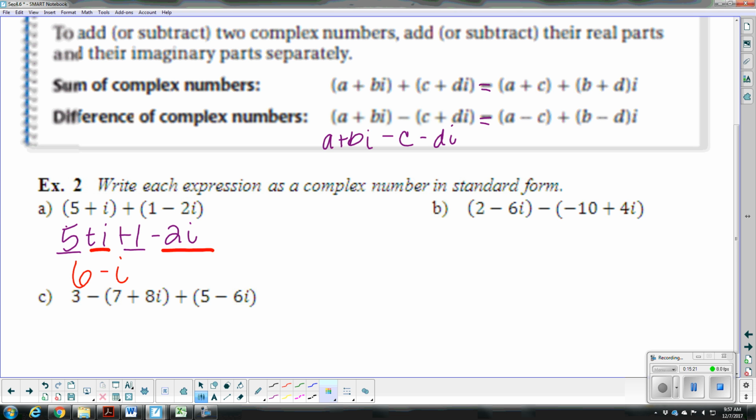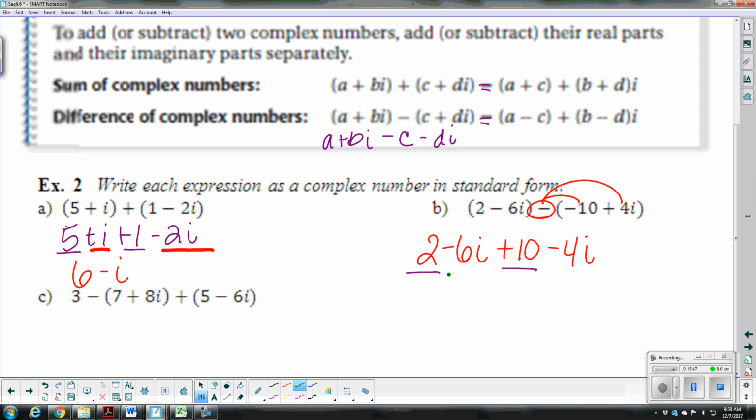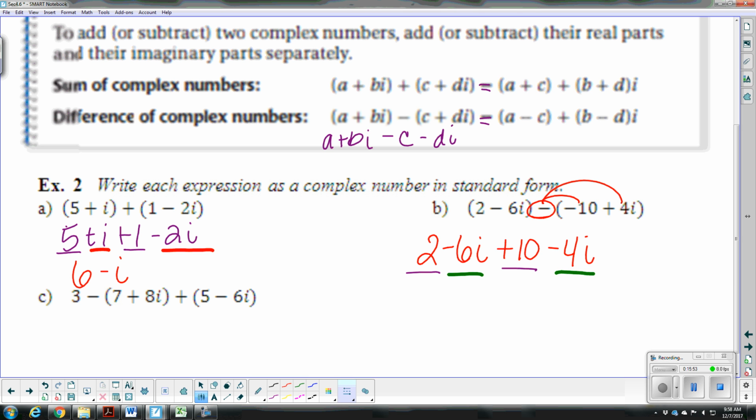All right, for this next example over here, this is when we need to distribute. We need to distribute this negative sign. So I'm just going to rewrite it. 2 minus 6i minus a negative 10, which is plus 10, minus a positive 4i, which is minus 4i. So again, now we can combine our like terms. So 2 plus 10 is 12. Negative 6i minus 4i is negative 10i.